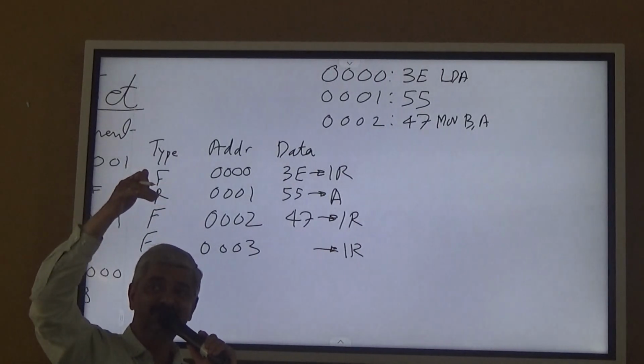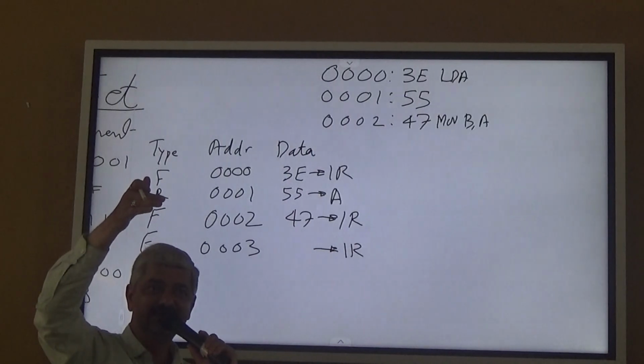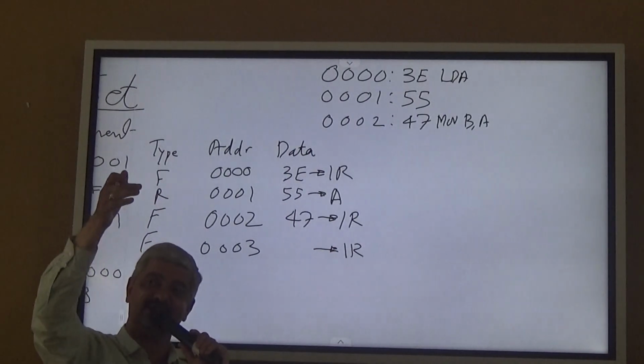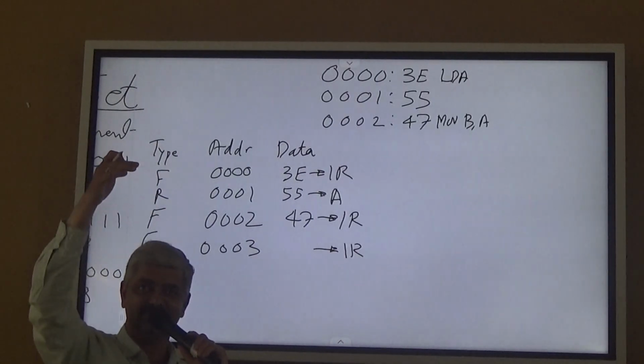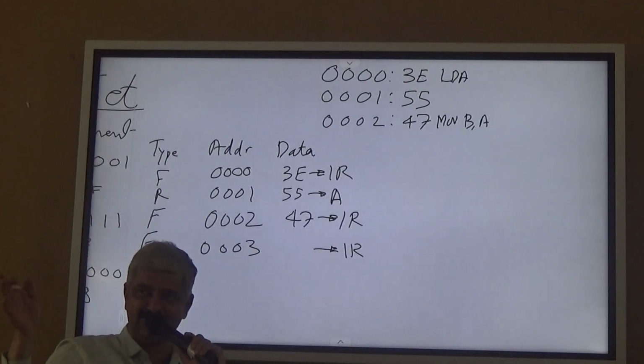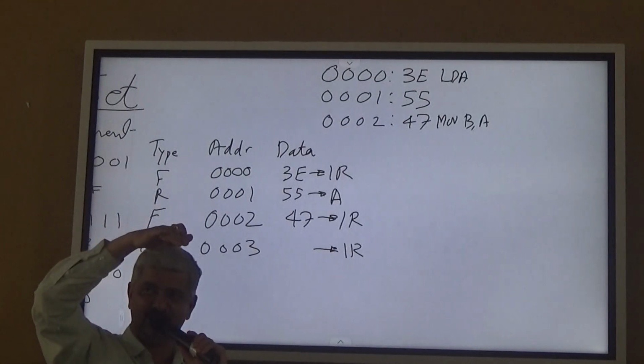Where is the source? Source is in the instruction itself, so it is called immediate addressing mode for the source. Destination register addressing mode, source immediate addressing mode.